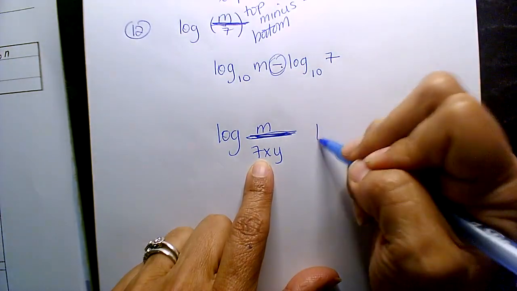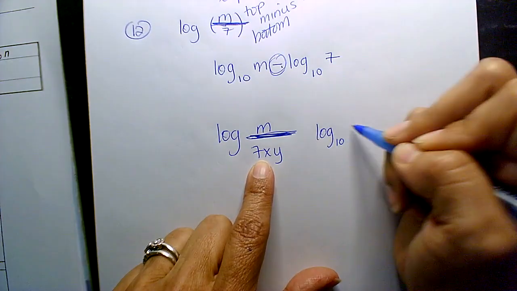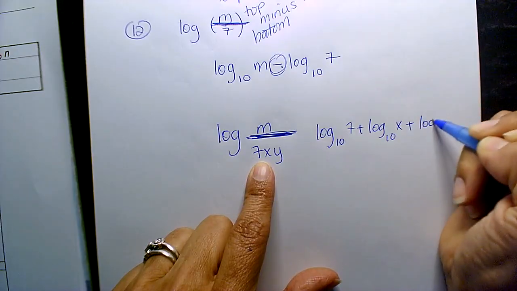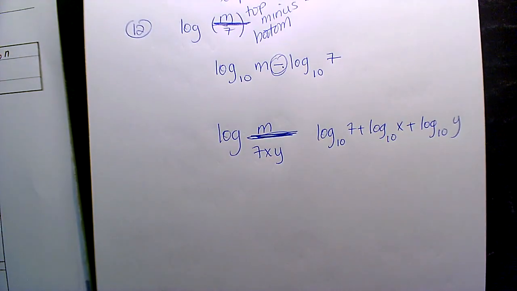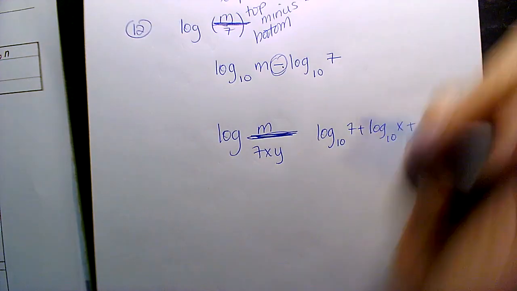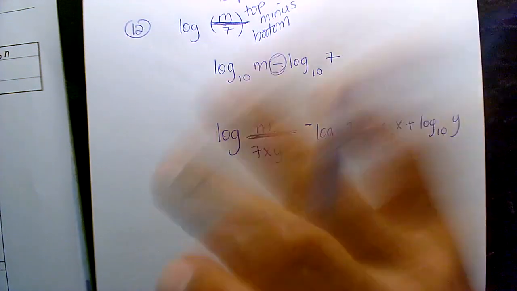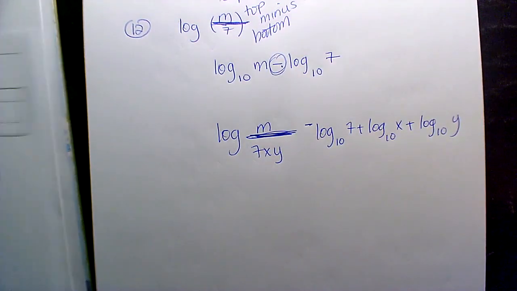So then it is log base 10 of 7 plus log base 10 of x plus log base 10 of y. So once that subtraction hits, that's where it kind of gets complicated a little bit. So this one is just really easy.